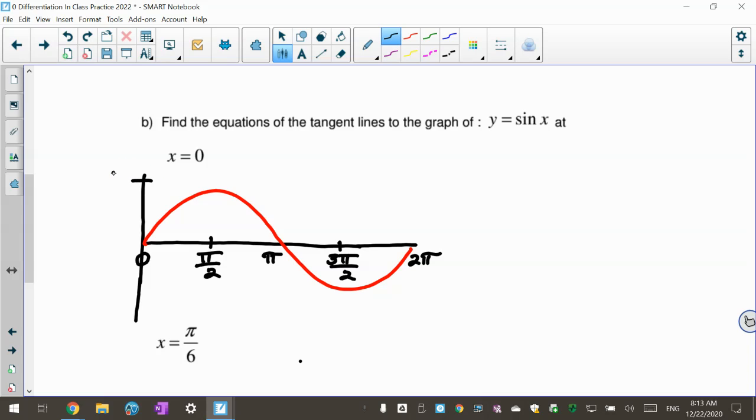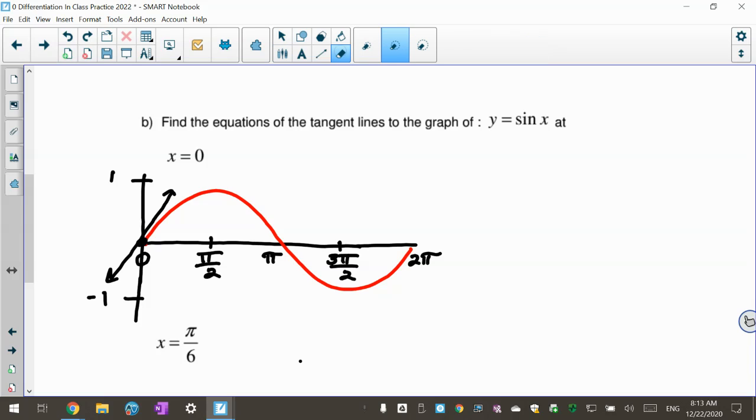I know it goes up to 1 and down to negative 1. My graph's not very symmetrical, but you guys get the idea. Okay, it wants you to find the equation of the tangent line at x equals 0. So they want you to find the tangent line here first. That's the first tangent line they want us to find. And the other one, they want us to find at pi over 6. We'll do that one in a minute.